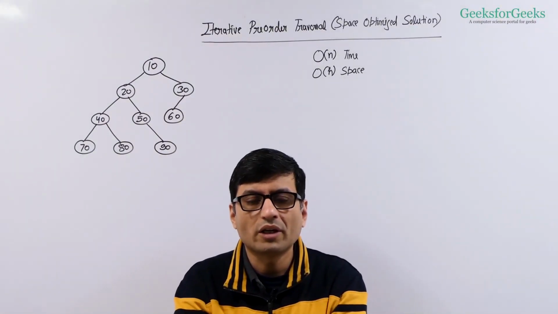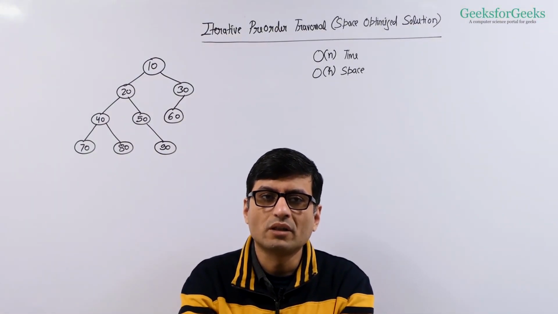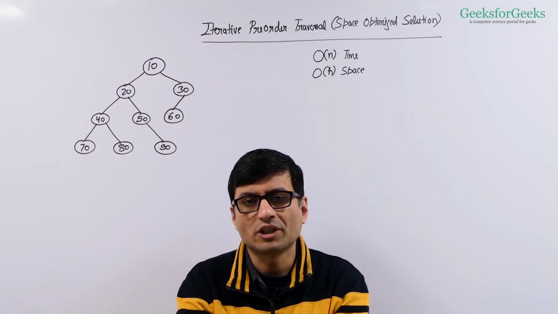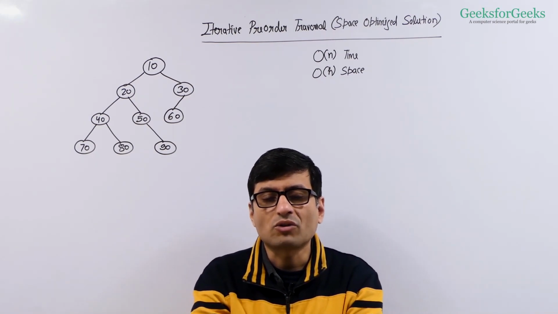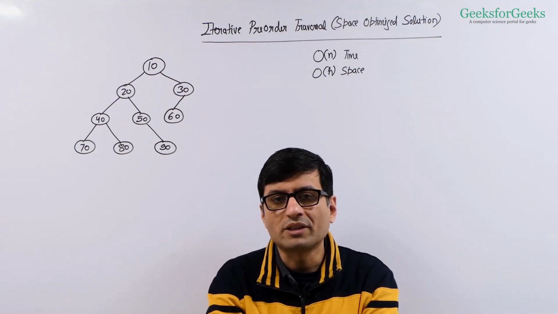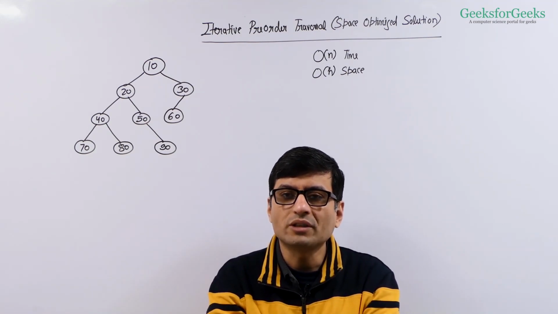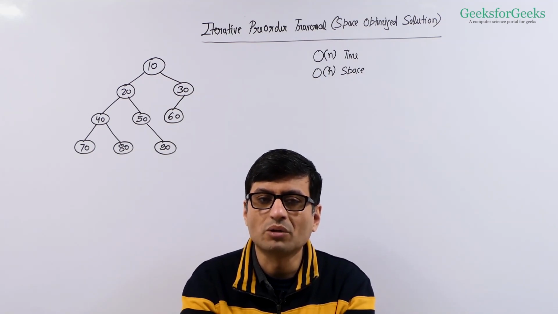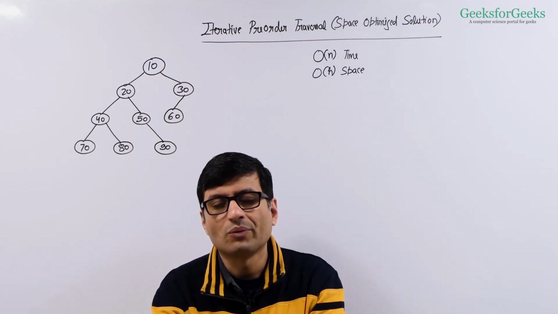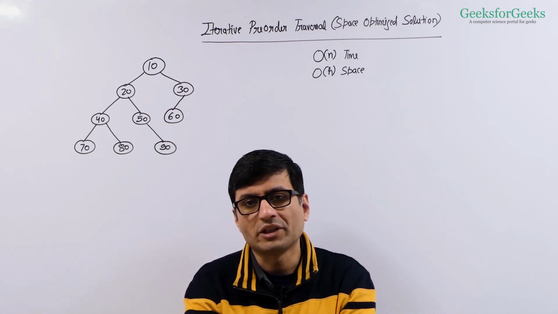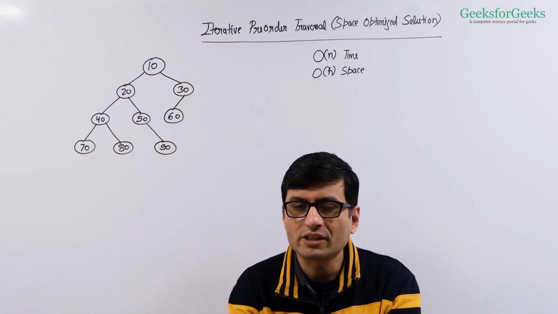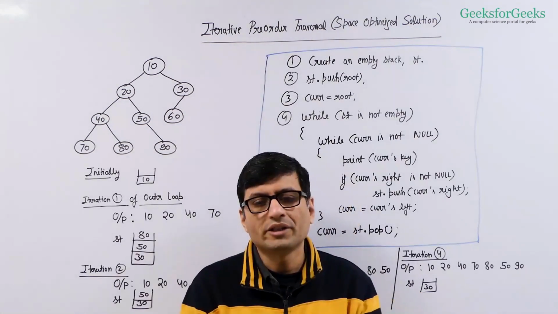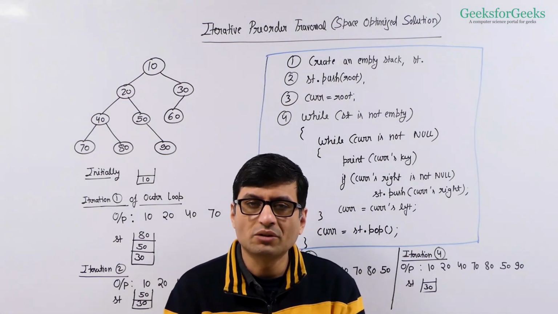We have talked about an iterative pre-order traversal that requires O(n) time and O(n) auxiliary space. Let us now talk about a space optimized solution. This solution also requires O(n) time but works with O(h) extra space, where h is the height of the binary tree. So it takes less space compared to the previous solution. Let us see the space efficient implementation now.